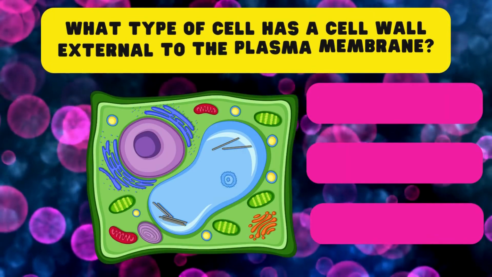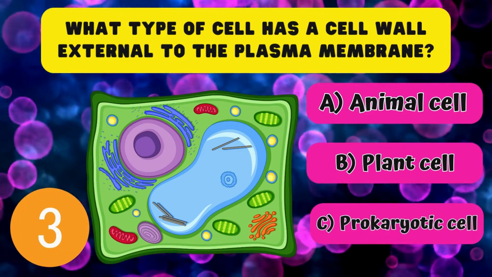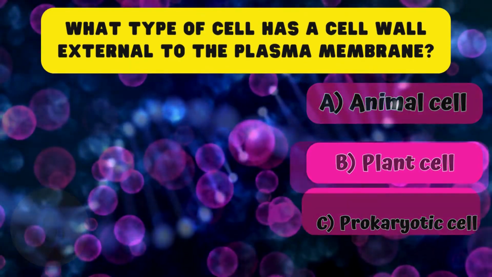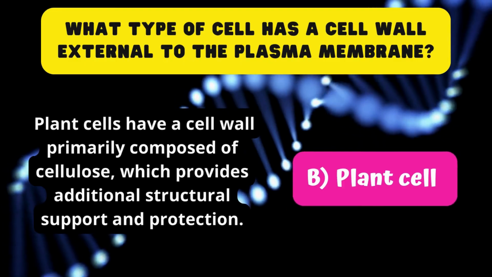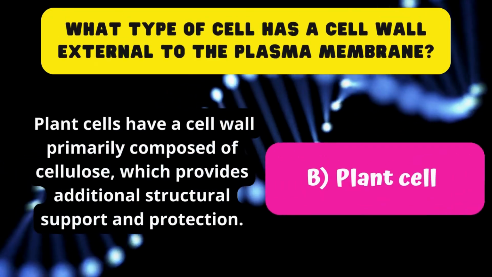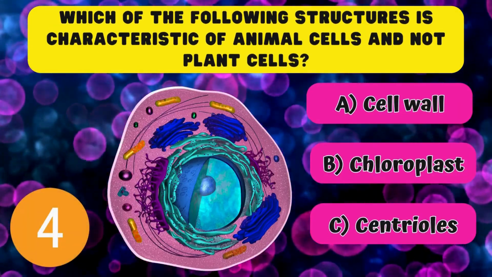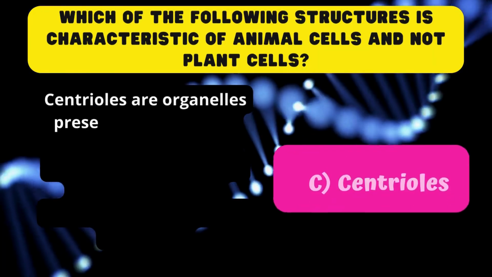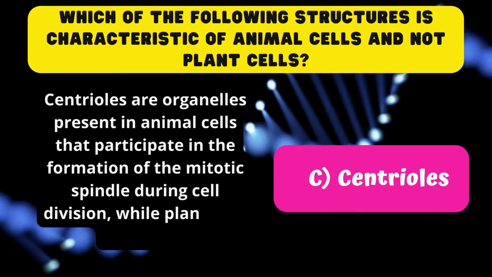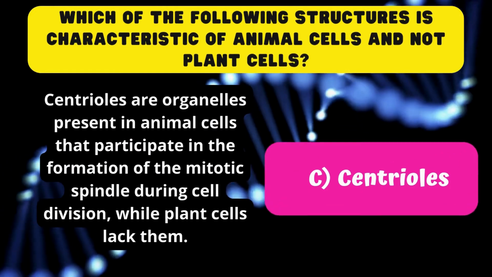What type of cell has a cell wall external to the plasma membrane? Plant cells have a cell wall primarily composed of cellulose, which provides additional structural support and protection. Which of the following structures is characteristic of animal cells and not plant cells? Centrioles are organelles present in animal cells that participate in the formation of the mitotic spindle during cell division, while plant cells lack them.